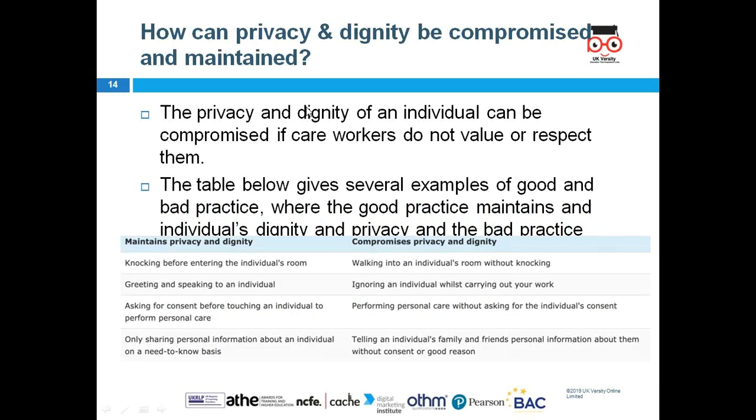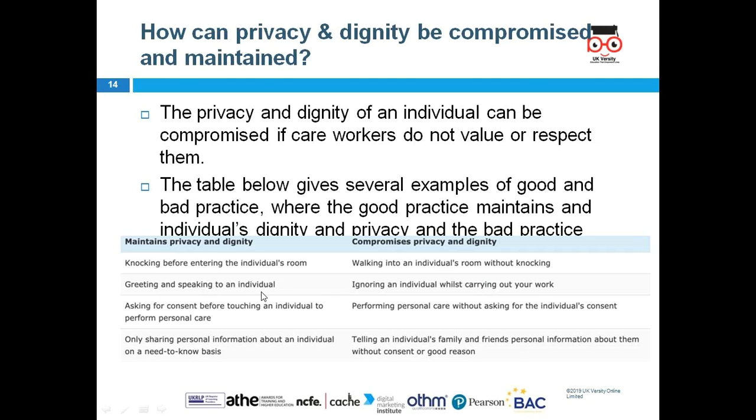So here's a little section on how privacy and dignity might be compromised and how it can be maintained. Privacy and dignity of an individual can be compromised if the care workers do not value or respect them. There's a table here that shows how dignity and privacy are maintained and how compromises might be made. You can maintain it by knocking before entering the individual's room, or you could just walk straight into the room without knocking, but that would be compromising it.